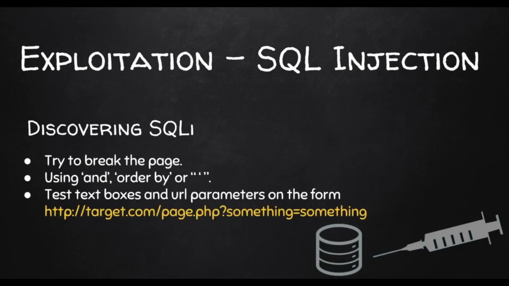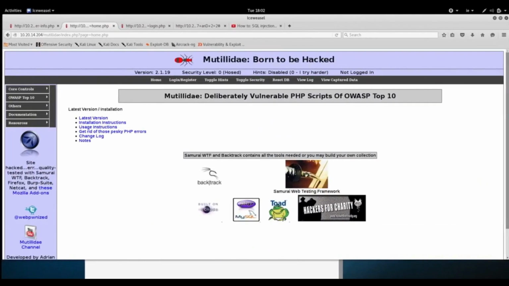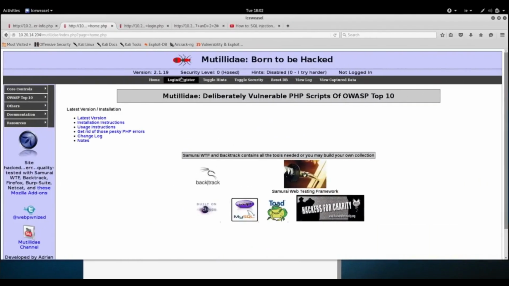Now, to try and discover SQL injections, you need to browse through your target and try to break each page. Whenever you see a text box or a parameter in a form, for example page.php?something=something, try to inject stuff there. Try to use a single quote, try to use an AND, or the ORDER BY statement to break the page and make it look different. I'm going to show you an example here. I'm going to go into the login page first, right here.